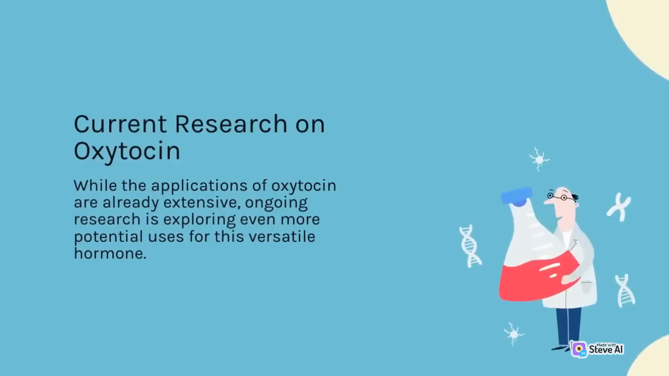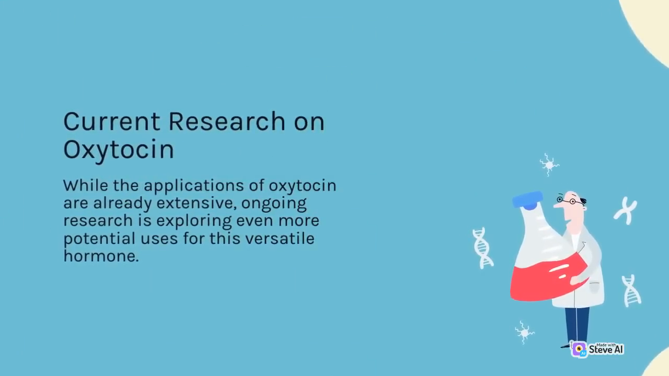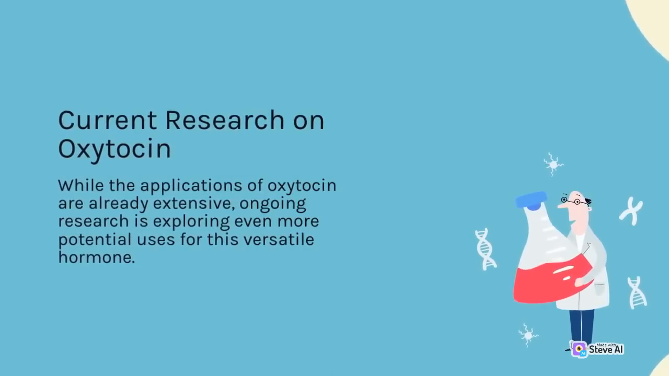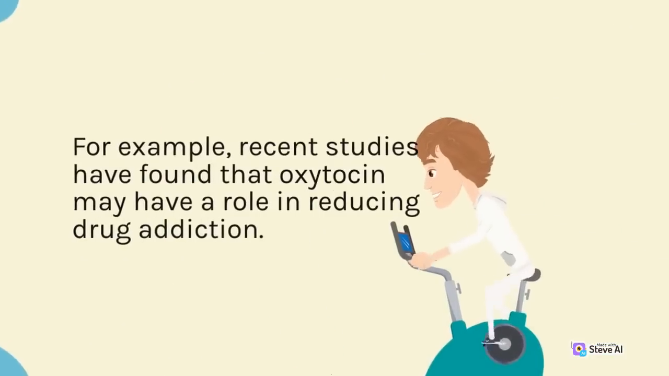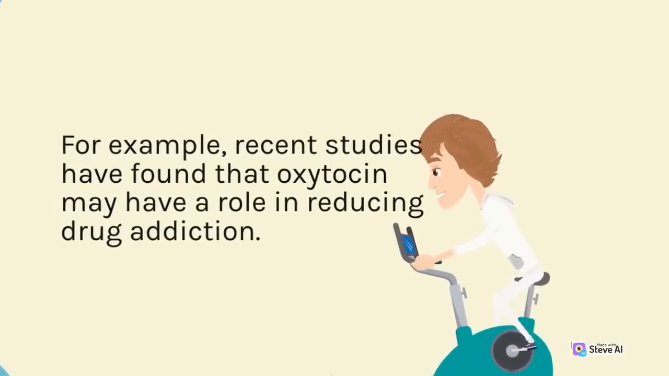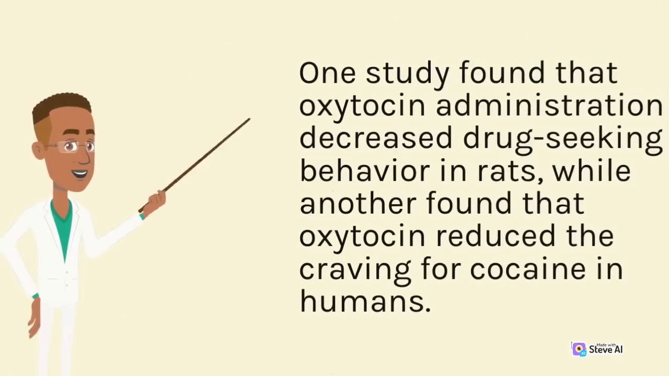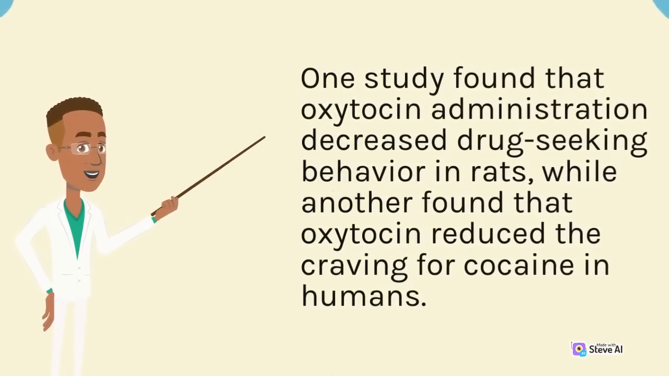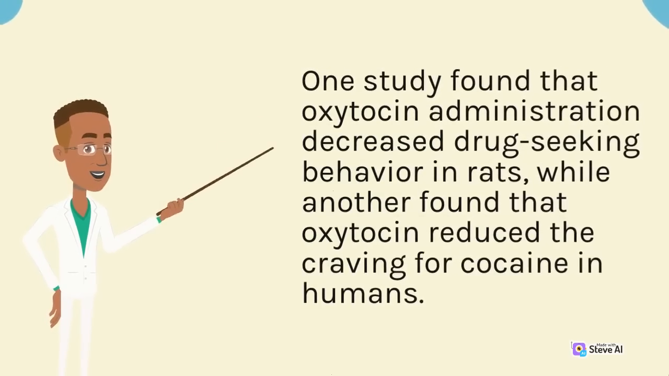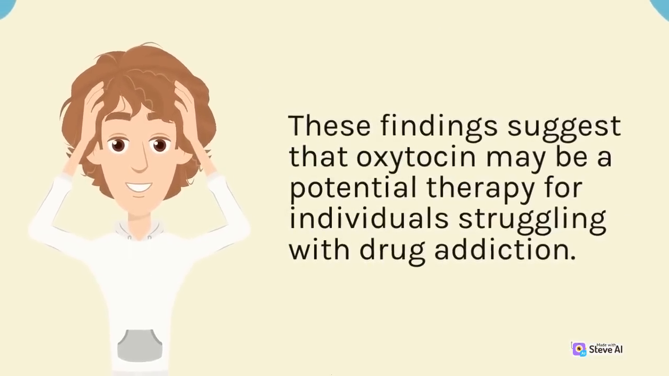Current research on oxytocin. While the applications of oxytocin are already extensive, ongoing research is exploring even more potential uses for this versatile hormone. For example, recent studies have found that oxytocin may have a role in reducing drug addiction. One study found that oxytocin administration decreased drug-seeking behavior in rats, while another found that oxytocin reduced the craving for cocaine in humans. These findings suggest that oxytocin may be a potential therapy for individuals struggling with drug addiction.